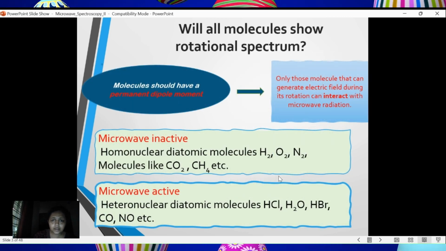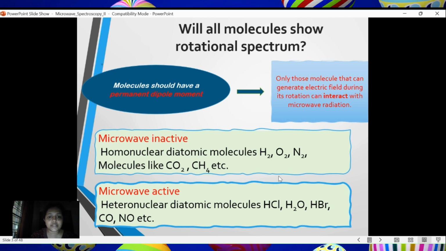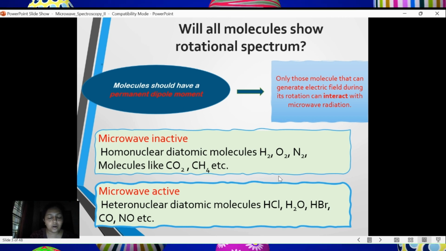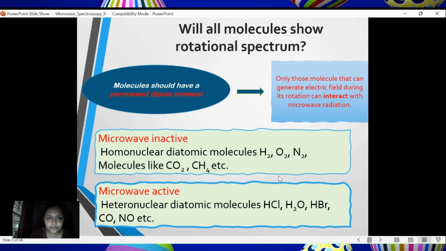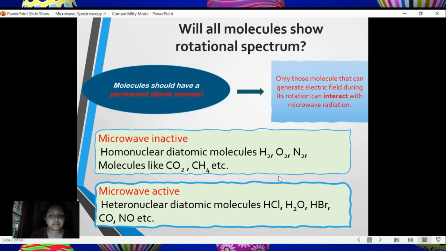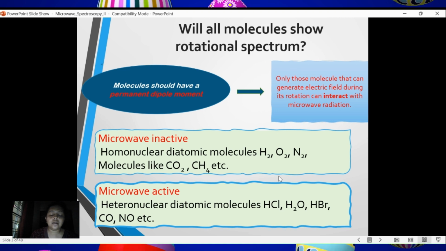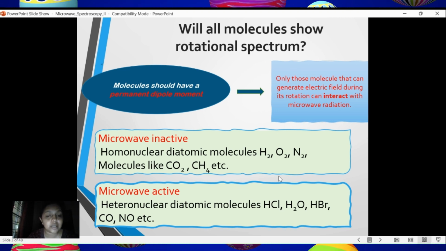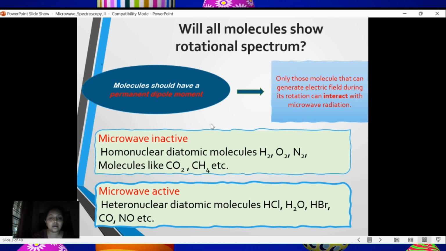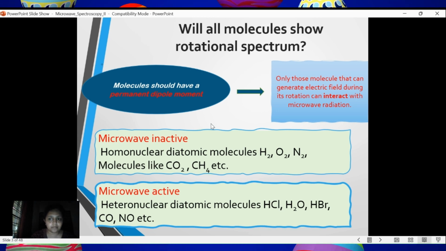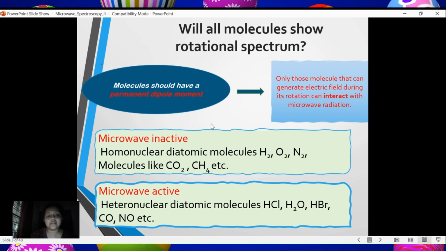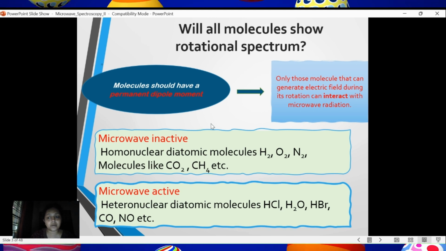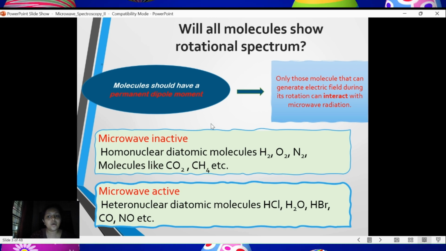Okay, and will all molecules show a rotational spectrum? No, all molecules will not show a rotational spectrum. Molecules should have a permanent dipole moment. Only those molecules which have a permanent dipole moment will show the rotational spectrum. So, what is happening if there is a permanent dipole moment? If there is a permanent dipole moment in a molecule, that particular molecule can generate an electric field during its interaction with the microwave radiation.